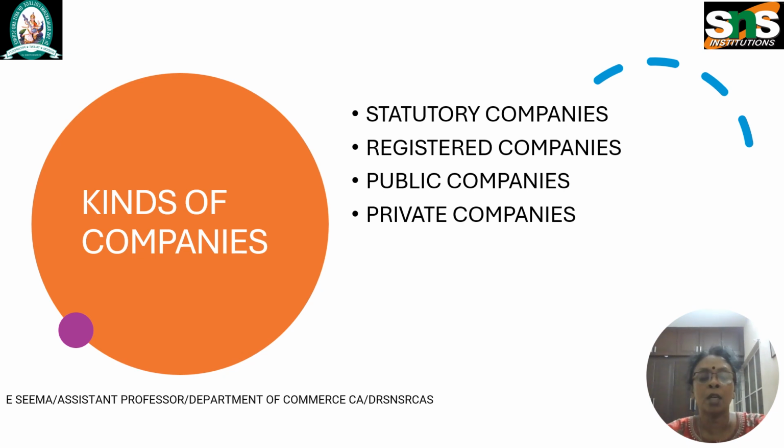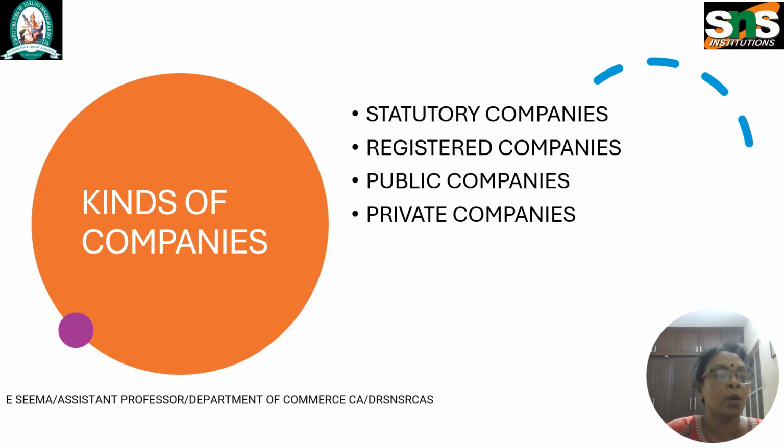So these are statutory companies and registered companies. Statutory companies means companies which are created by law. Registered companies means companies which are registered under the Companies Act 2013. And registered companies can be divided into public companies and private companies. Public companies, we can see about the public company.